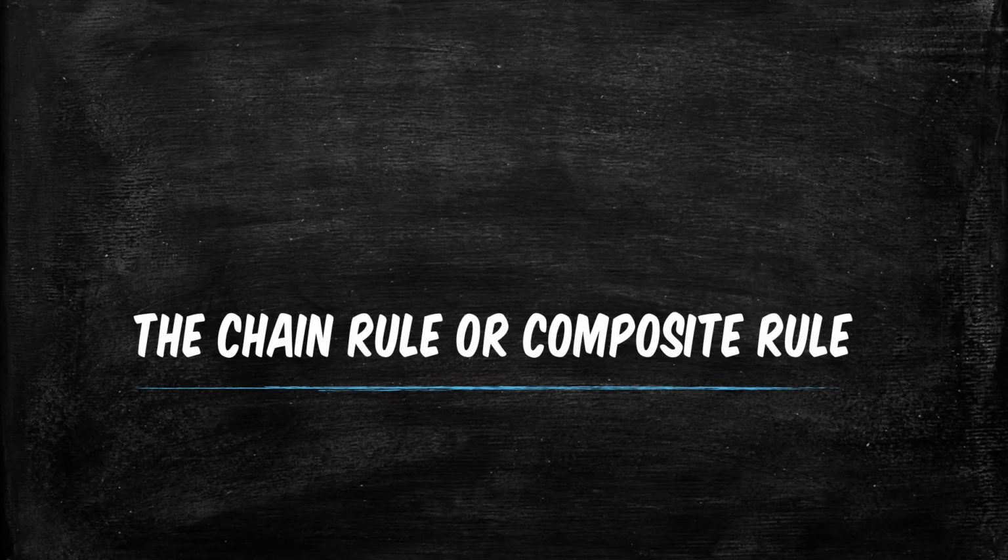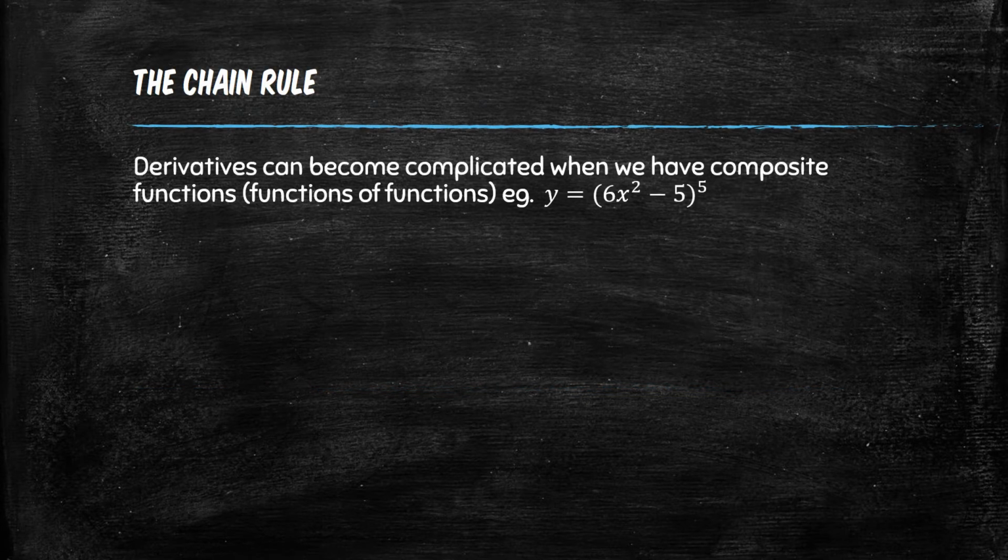So here we're looking at the chain rule, or otherwise known as the composite rule. Sometimes derivatives can be a little bit complicated when we have composite functions. For example, this one here, we've got y equals (6x squared minus 5) to the power of 5. So we've got a function of a function.